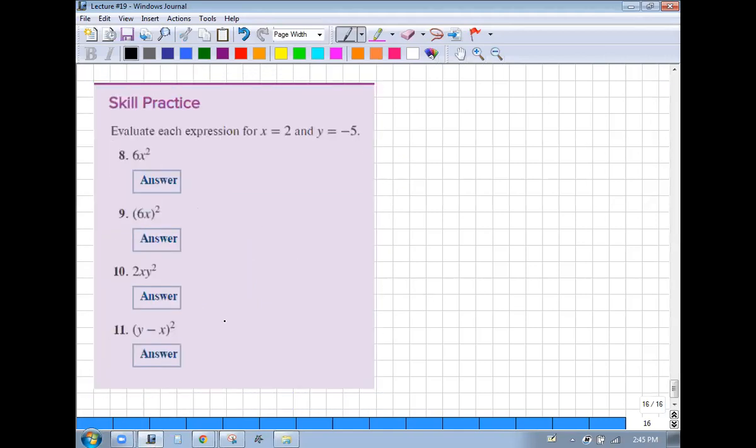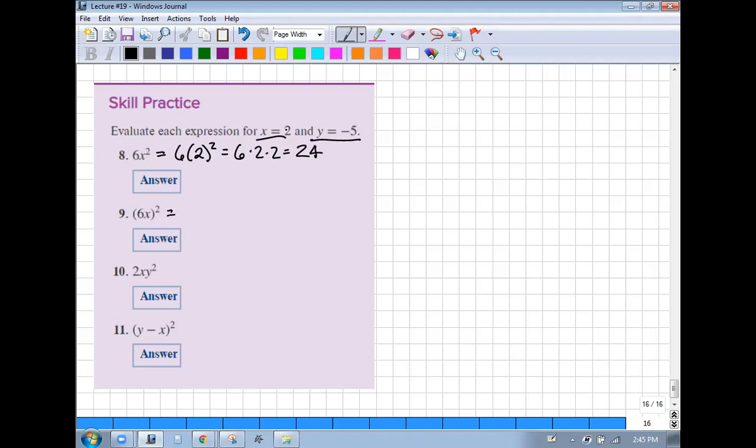All right, 6x squared. They say x is 2 and y is -5. So evaluating, we just plug those numbers in for those letters. So we have our 6, x squared. They said x is 2, so we replace x with 2. So 2 squared is 2 times 2. So 6 times 2 is 12, times 2 is 24.